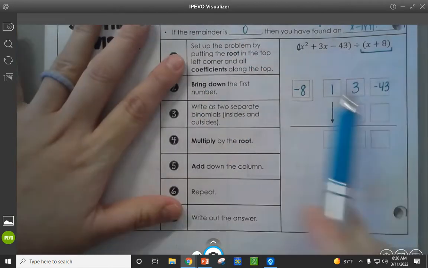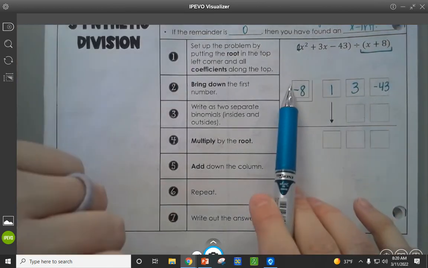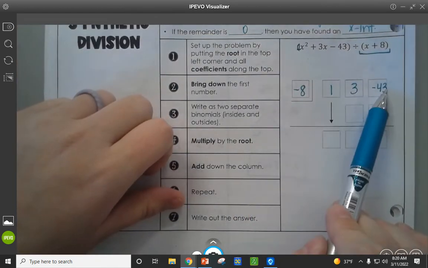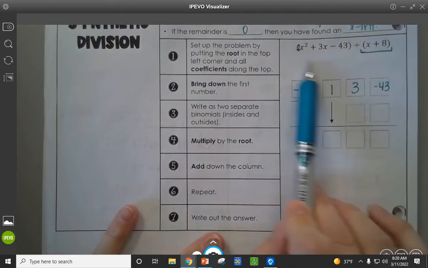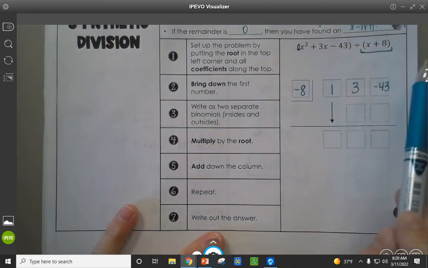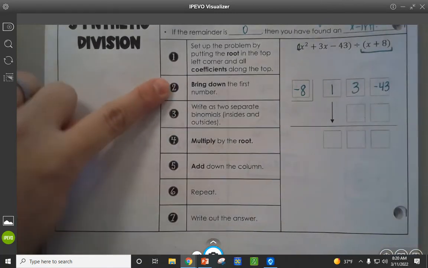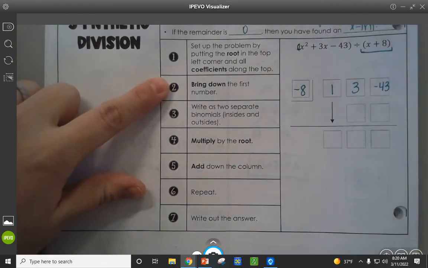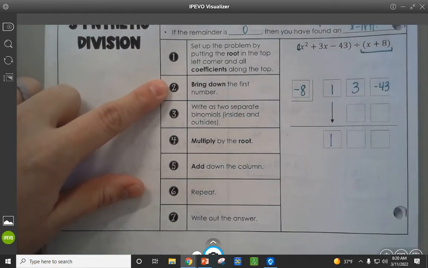So this is basically the setup. We get our number that we're kind of dividing by-ish, and then our coefficients. And we could have more than 3, depending on how long this numerator is. You could have 4, 5, 6 numbers going out here. All right, so bring down the first number. So that 1, bring it down.